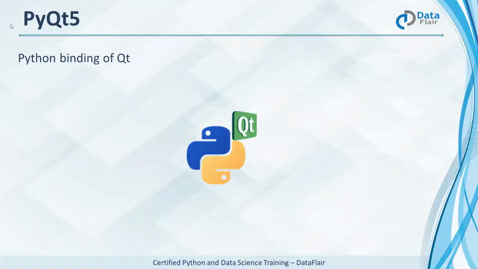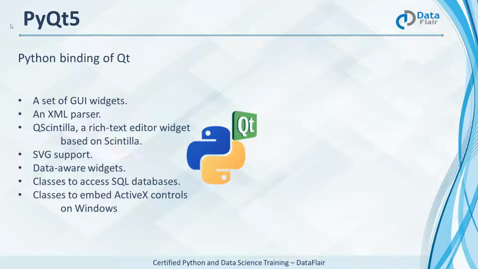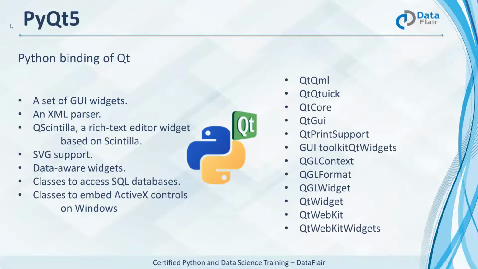PyQt is a Python binding of Qt, a cross-platform GUI toolkit. It is free software by Riverbank Computing, and it implements more than 440 classes and 6,000 functions and methods. It has many things, from a set of GUI widgets to an XML parser, from classes for database access to SVG support. It also has many modules like QtCore, QtGui, and QtWidgets. You can install this with the command pip install pyqt5.